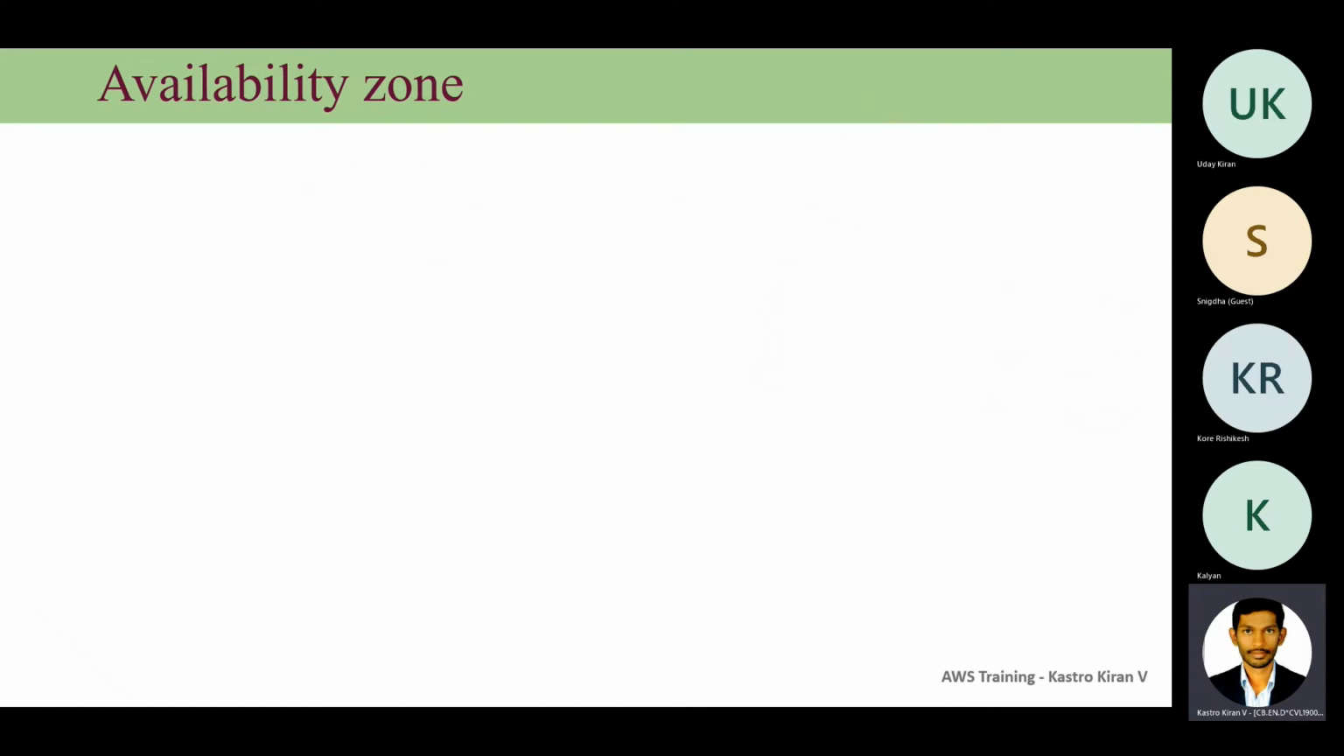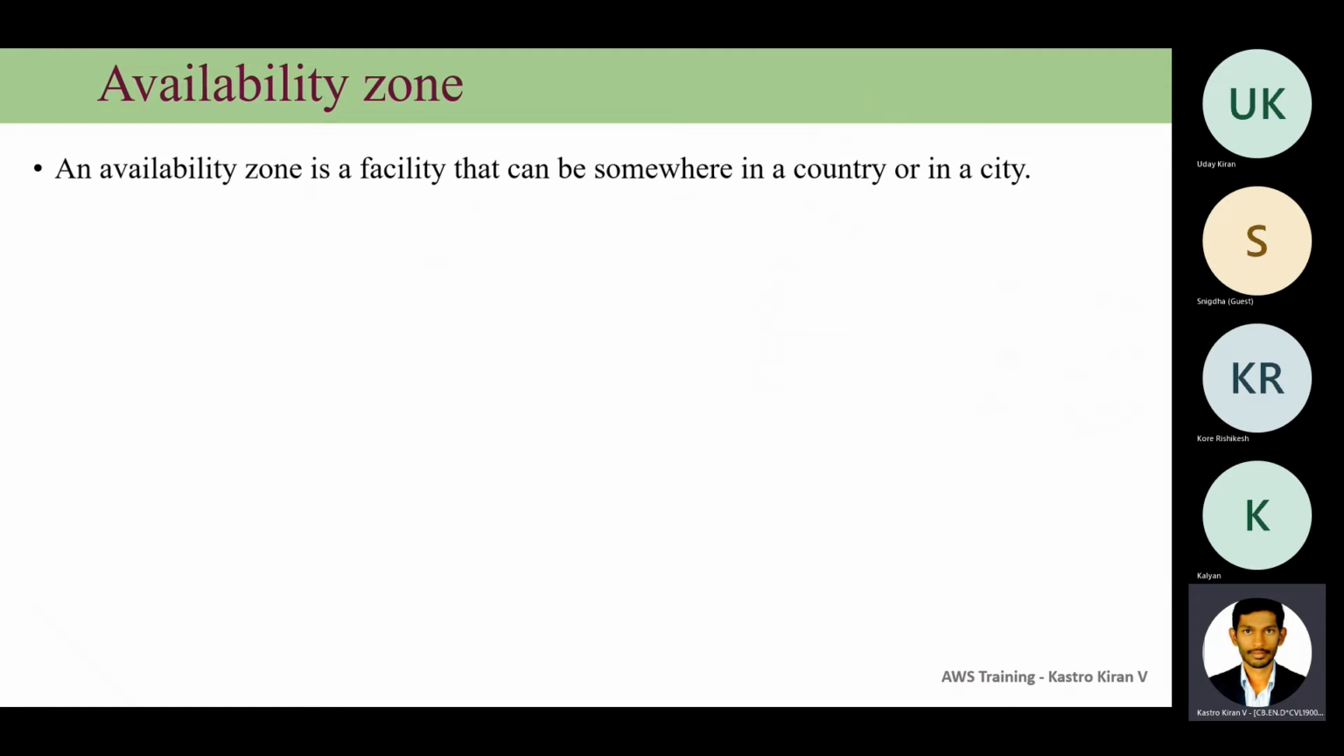Now let's talk about availability zone. An availability zone is basically available in a region. An availability zone is a facility that can be somewhere in a country or in a city. Technically, it can be anywhere in the country. It need not be a city or a town. Again, it depends on which city you are going to place it in.